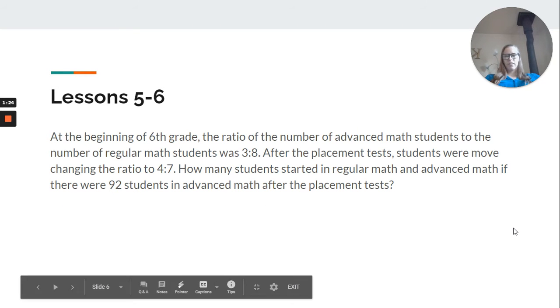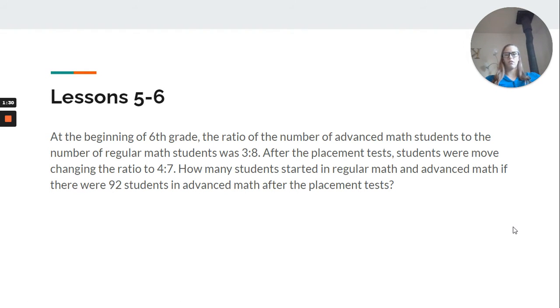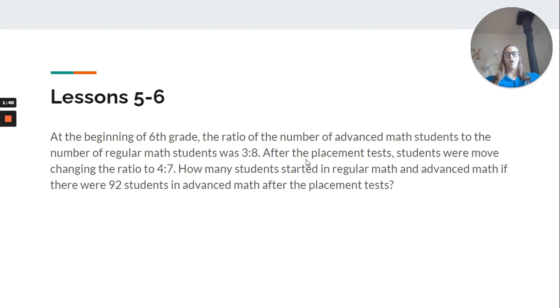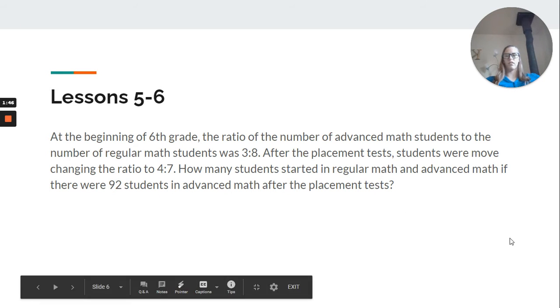Lessons 5 and 6. At the beginning of 6th grade, the ratio of the number of advanced math students to the number of regular math students was 3 to 8. After the placement tests, students were moved, changing the ratio to 4 to 7. So we want to find out how many students started in regular math and advanced math if there were 92 students in advanced math after the placement tests.